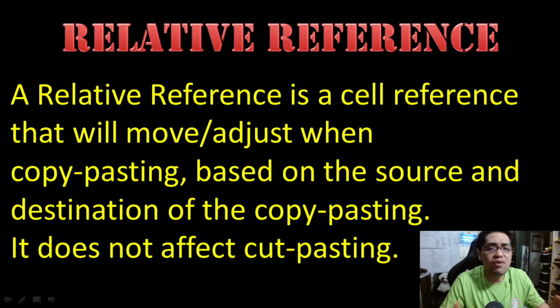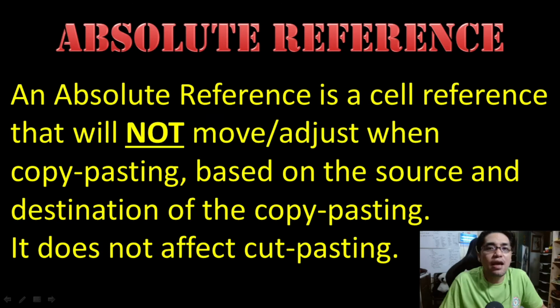And so far, what we've been using in all of our lessons are all relative references. An absolute reference, on the other hand, is a cell reference that will not move or adjust when copy-pasting based on the source and destination of the copy-pasting. It also does not affect cut and pasting.